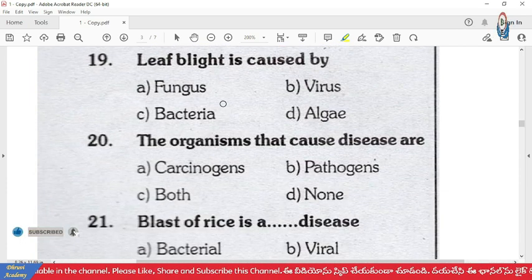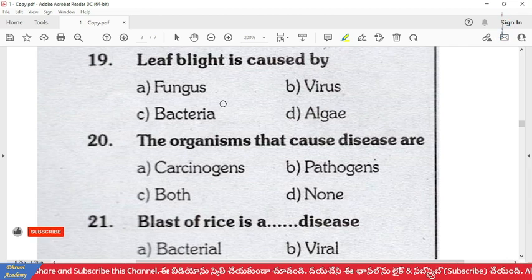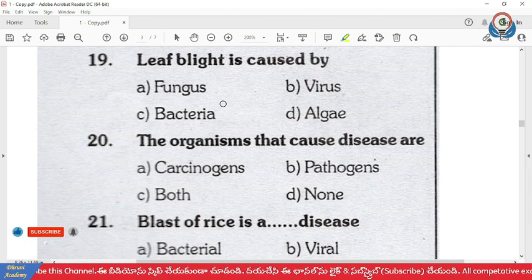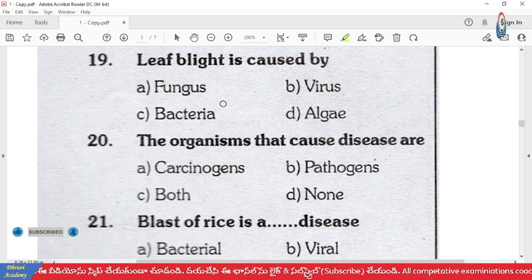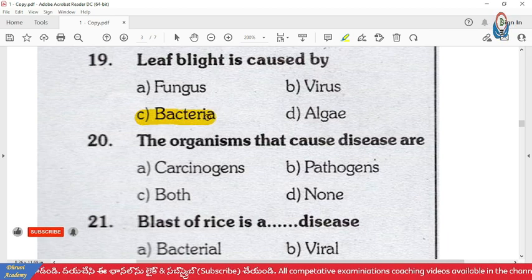Next, leaf blight is caused by, is it A fungus, B virus, C bacteria, or D algae? Which is the correct answer? Leaf blight is caused by bacteria. Answer is bacteria.